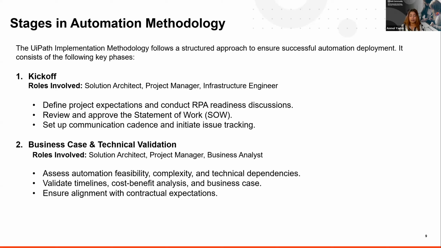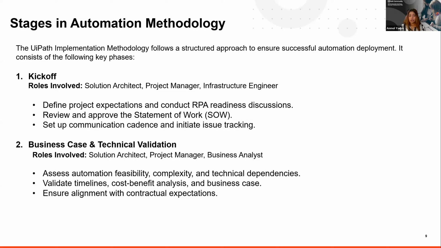The QA has been done properly, it has been deployed properly, and it tick marks all the best practices being followed. So for that, your automation has to follow a structured approach to ensure successful deployment. Now, these are the key stages. The roles involved in those stages are mentioned. Roles as in who are the people who are going to be part of that particular stage and their key responsibility in that stage.